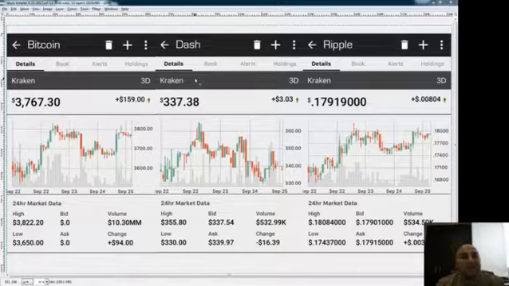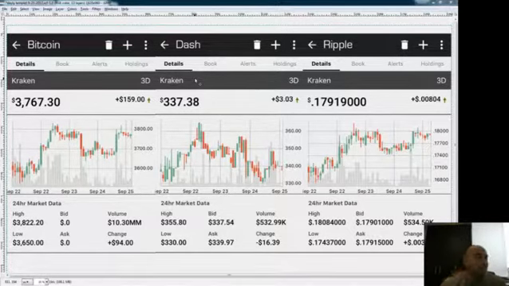The only problem is there are so many Ripples that it's not going to go up like Bitcoin. I'm not saying it's never going to go up, but it will probably never go up to $3,000. But it will go up, and at the time that Ripple goes up, Bitcoin will be going up as well.